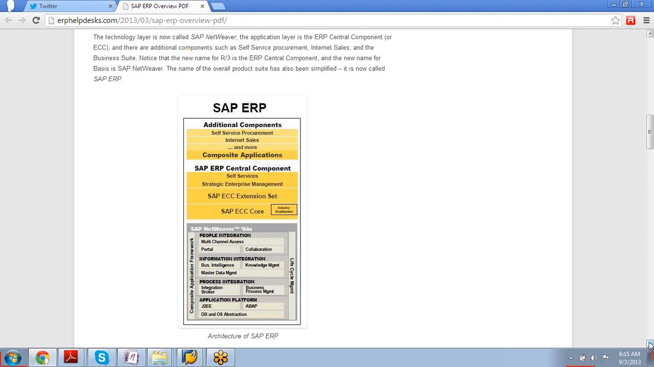SAP Netweaver, yes. In this, write an arrow mark here. This is called the technology layer. This is SAP Netweaver 04. Write an arrow mark, technology layer. ECC, this part, write it as the application layer.